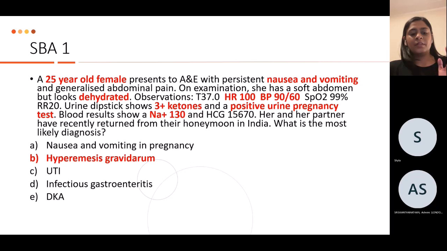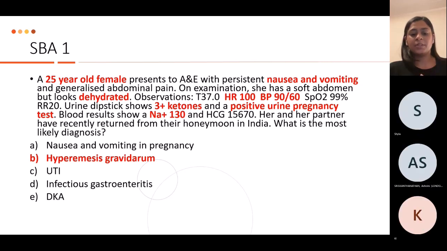So she's a young female with nausea and vomiting. There are some signs to pick up on, which is that she's tachycardic and has a lowish blood pressure, although you can count that as somewhat normal for a young person. She has 3 pluses of ketones, although nowadays people don't tend to use ketones so much as a marker for nausea and vomiting in pregnancy anyway. She's got a positive urine pregnancy test.